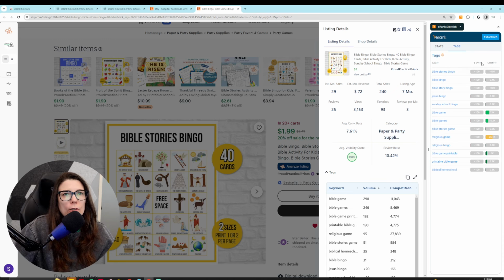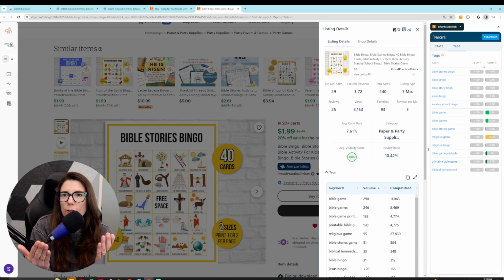Obviously, they don't show you the click-through rate and stuff like that, which is a stat that I really love. But if I was just comparing apples to apples with Everbee as a browser extension tool, I feel like Erank is giving you a lot of good data for the price.